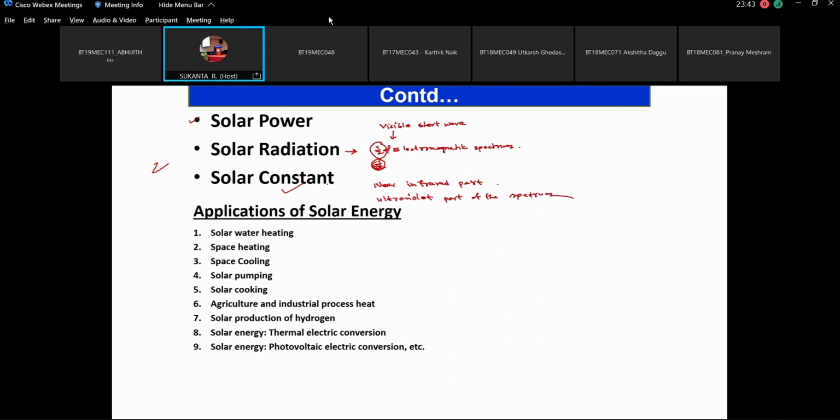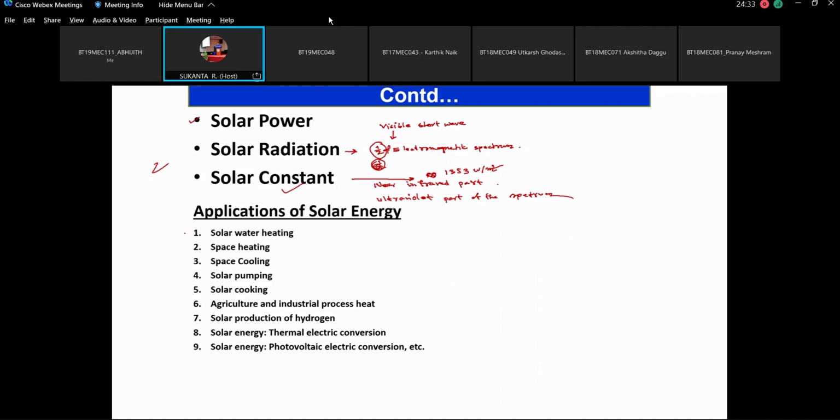So what is the value of the solar constant? It is 1353 watt per meter square, isn't it? It is measured by satellite. So this is the rate at which solar energy reaches the Earth's surface from the sun.